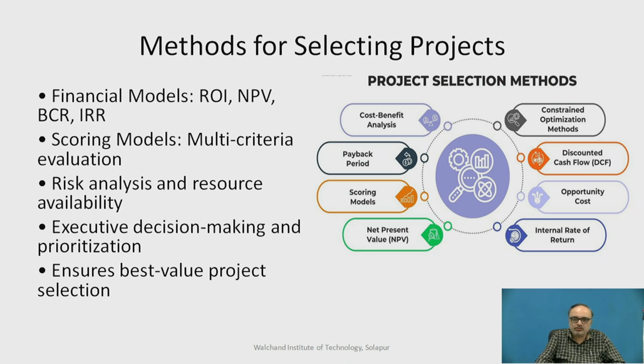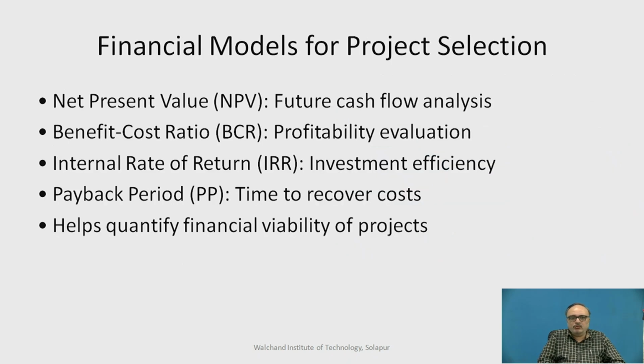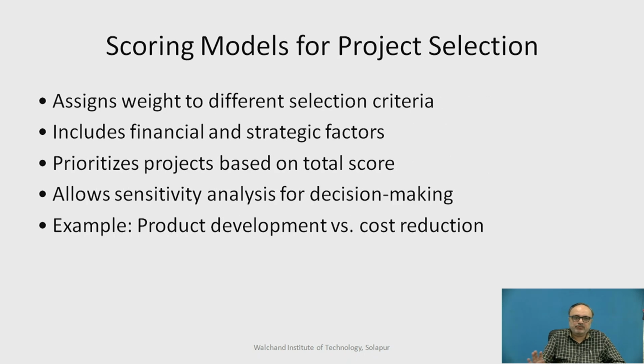in any domain. The financial models for project selection: NPV, net present value, is future cash flow analysis. Then BCR, benefit cost ratio, is profitability evaluation. Then IRR, internal rate of return, is investment efficiency. Then PP, payback period, is the time to recover the cost. They quantify the financial viability of the project. So all these are models for project selection.